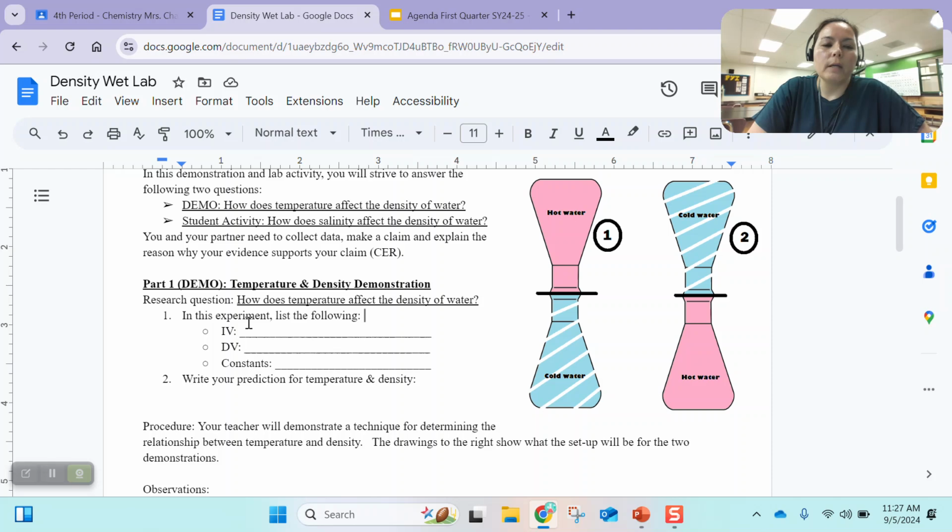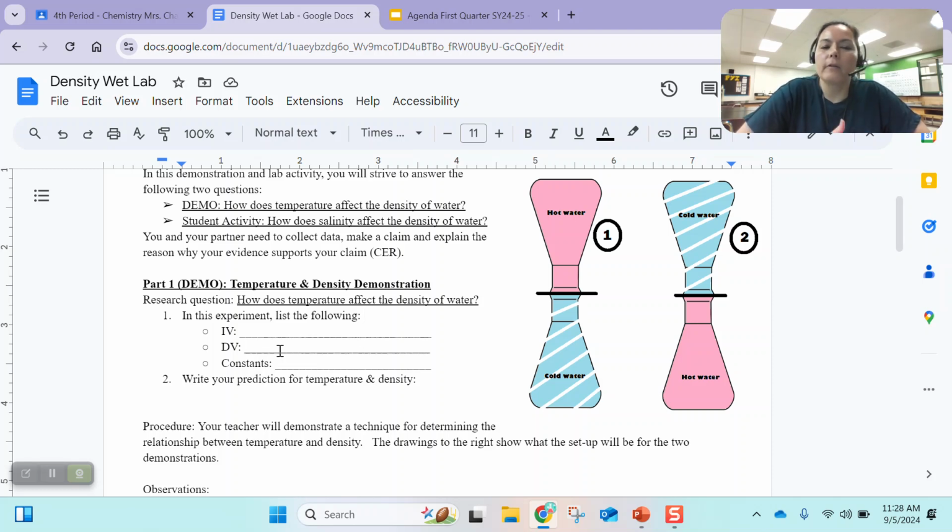So going back over here, independent variable, that's the thing that you control as the researcher. So in our case right here, temperature would be the independent variable because we are looking at how temperature affects density. So we're going to be changing the temperature. We have hot water and cold water, and we're going to see what happens as a result of those temperature differences. Okay, so go ahead and write down temperature for the independent variable.